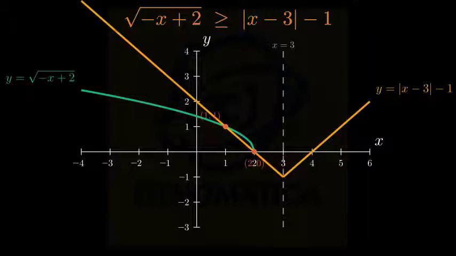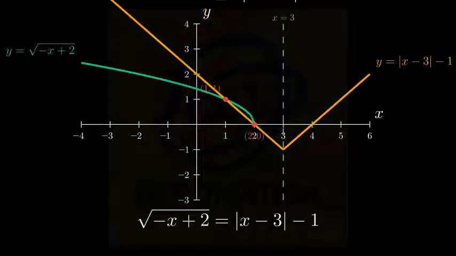The inequality holds where the green curve is above or equal to the orange V shape. To find the boundary points, we solve the equality. Square root of negative x plus 2 equals absolute value of x minus 3 minus 1. Split at x equals 3. For x less than 3, the absolute value opens as 3 minus x, so absolute value of x minus 3 minus 1 becomes 2 minus x.